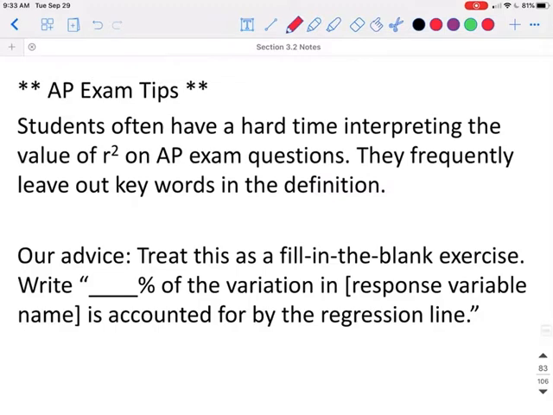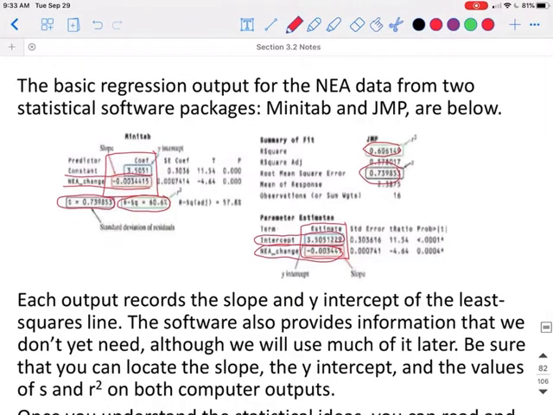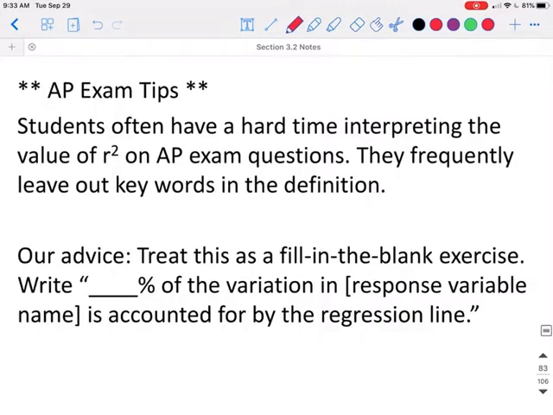Students often have a hard time interpreting the values of R squared on their AP exam. So one piece of advice is just to treat this as a fill-in-the-blank exercise. From that last example, we can see that the R squared value is 60.6%. Remember, our X value is the NEA change, and the Y value in this case was the fat gain in kilograms. So we would write 60.6% of the variation in fat gain of kilograms is accounted for by the regression line.